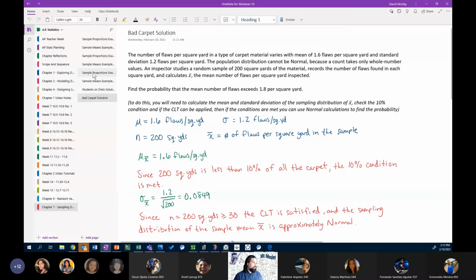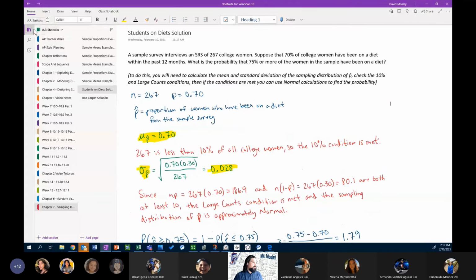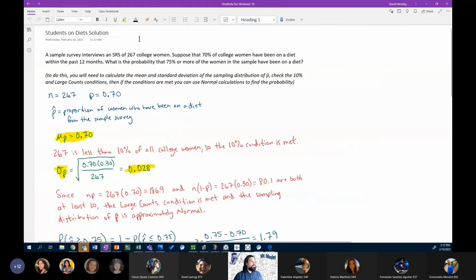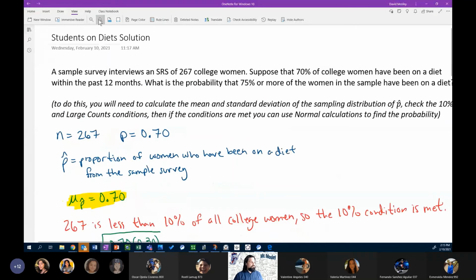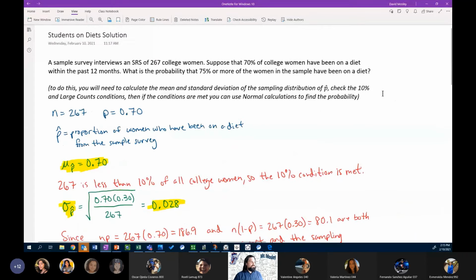Wrong example. That's the one I want. And I want to zoom view. There we go. And one more. A little less. All right, so this is the same problem as is on slide 9.